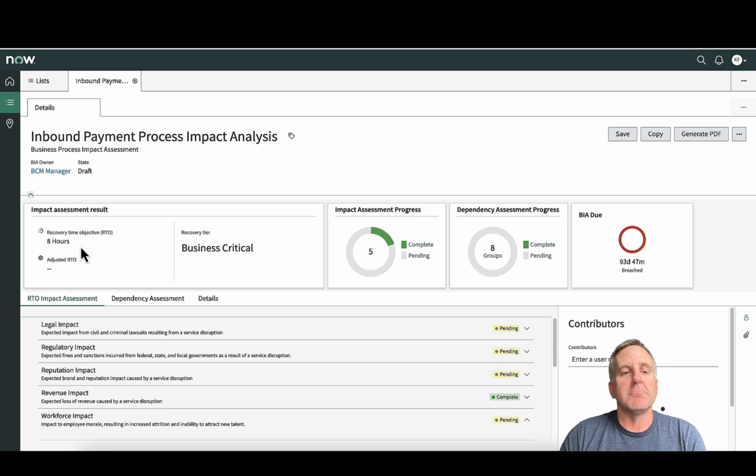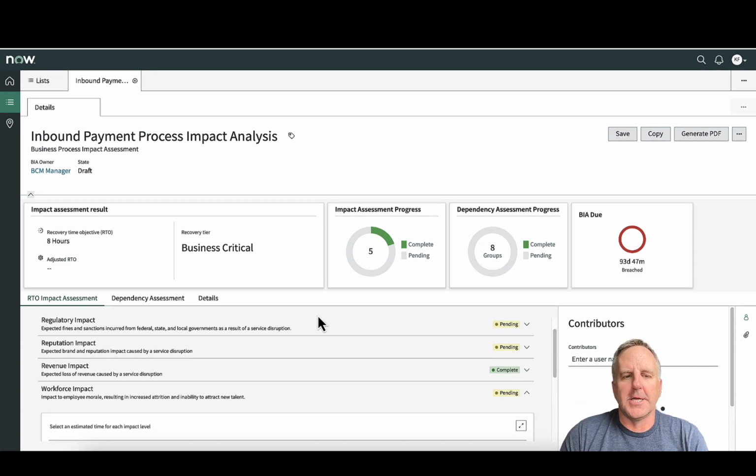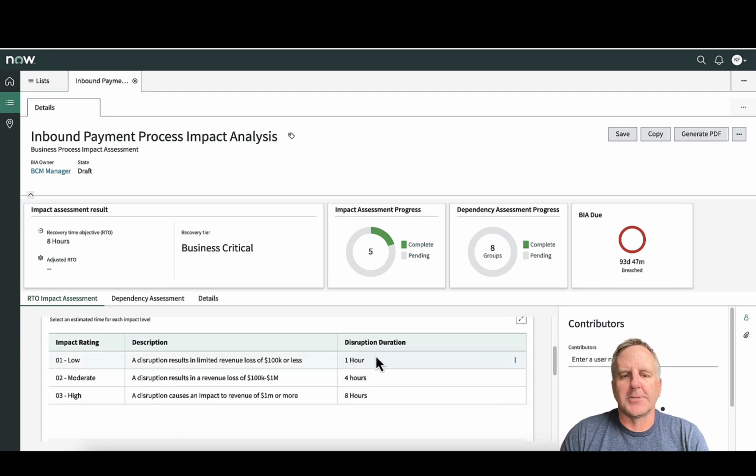8 hours is also mapped to a recovery tier of business critical. So this will help me define all of my business critical business processes. In this case, it could be business applications, but this does it in an objective way, right? Not just a statement of, yeah, that's catastrophic if we have a disruption with that, right? Well, it may be catastrophic after 3 days, but immediately it's not, right? And so this helps determine that RTO by using these disruption durations.